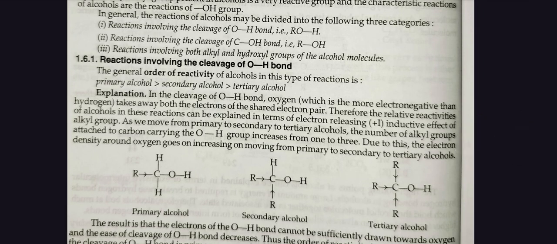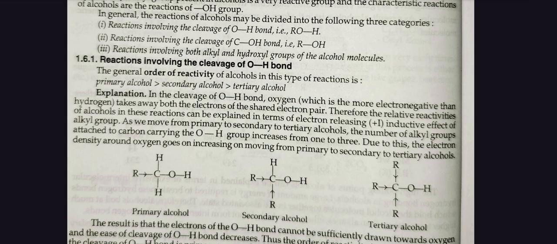The general order of reactivity of alcohol in this type of reaction is primary alcohol, secondary alcohol, tertiary alcohol. Explanation. In the cleavage of the O-H bond, oxygen, which is more electronegative than hydrogen, always takes away both of the shared electrons. Therefore, the relative reactivity of alcohols in this reaction can be explained in terms of the electron releasing, plus I, positive inductive effect of the alkyl group. As we move from primary to secondary to tertiary alcohol, the number of alkyl groups attached to the carbon carrying the OH group increases from one to another.